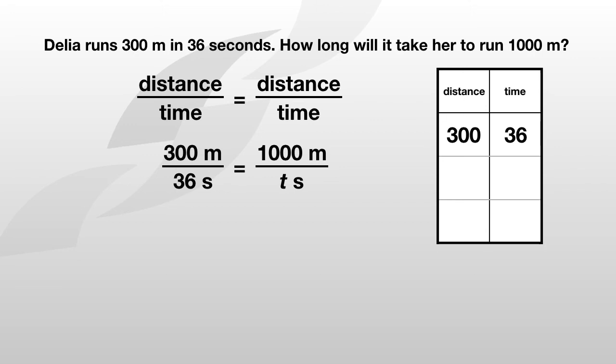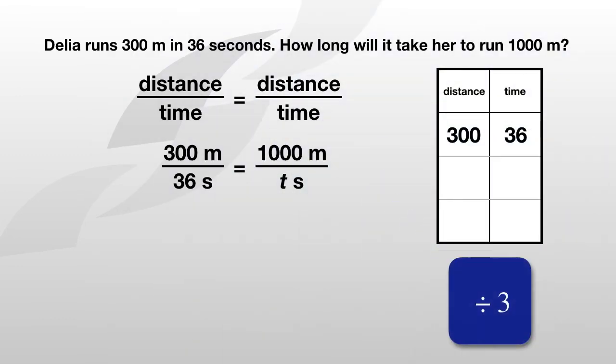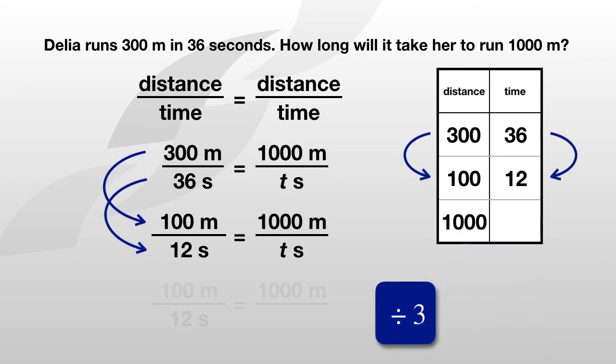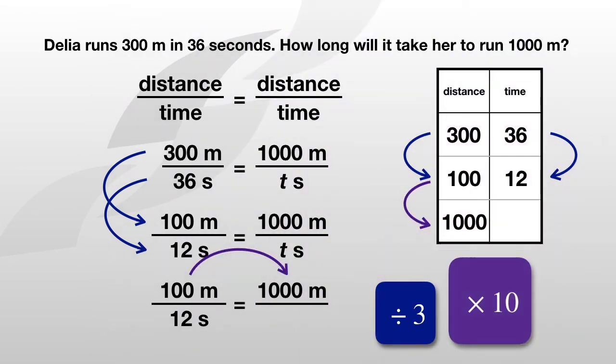There are strategies where the computations are much easier to make. For example, dividing 300 meters and 36 seconds by 3 gives an equivalent rate of 100 meters in 12 seconds. This is helpful because both 100 and 1,000 are powers of 10. 100 meters multiplied by 10 is 1,000 meters. 12 seconds multiplied by 10 is 120 seconds.